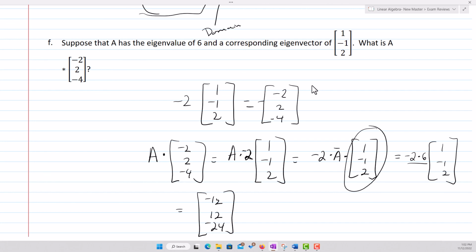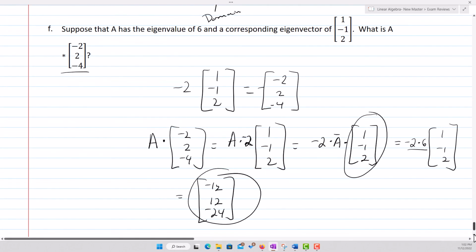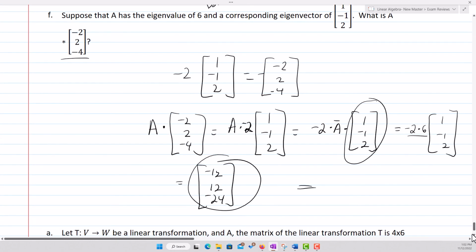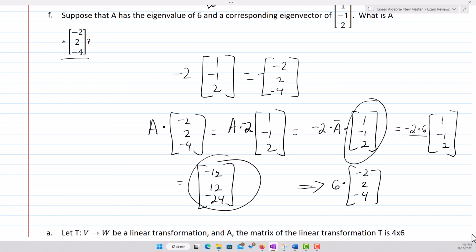And that is the value of A times (-2, 2, -4). Essentially, since (-2, 2, -4) is an eigenvector with a corresponding eigenvalue of 6, we're basically just going to get 6 times (-2, 2, -4). And that's (-12, 12, -24). And there we are.